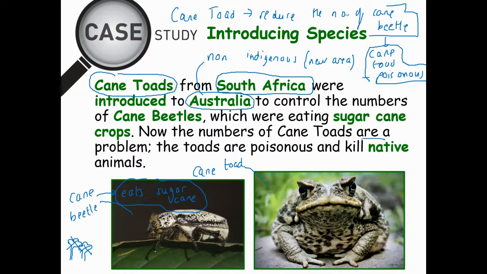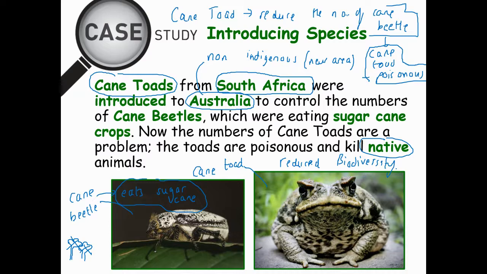It killed all the native animals, and actually the introduction of the cane toad reduced biodiversity, which is very annoying. So let me just recap that again, boys and girls. The cane toad is non-indigenous. The cane beetle was indigenous. It was native. It was meant to be in Australia.